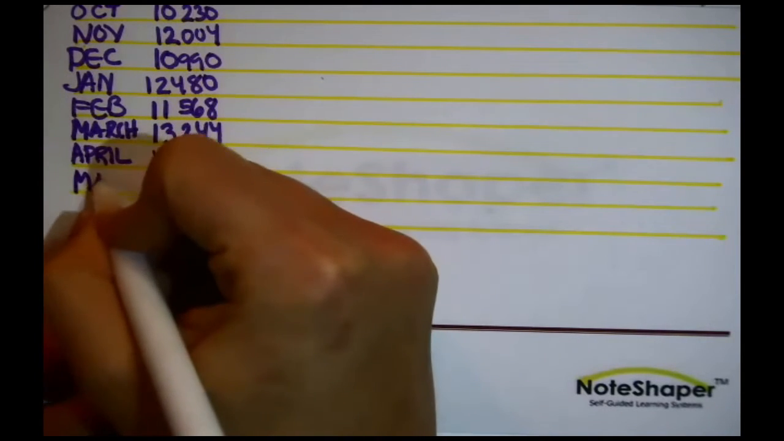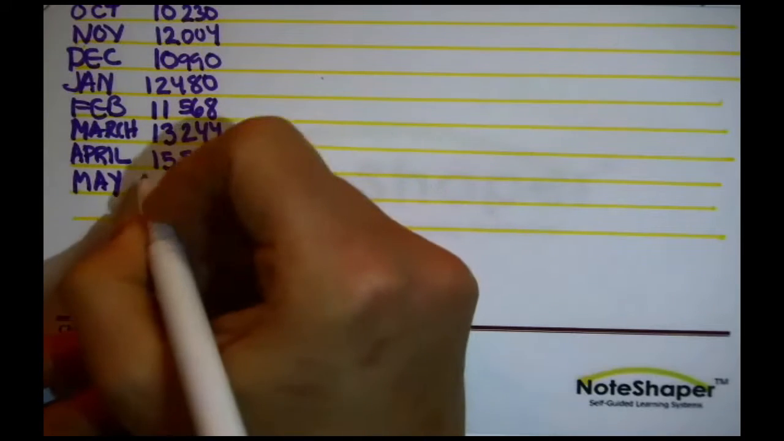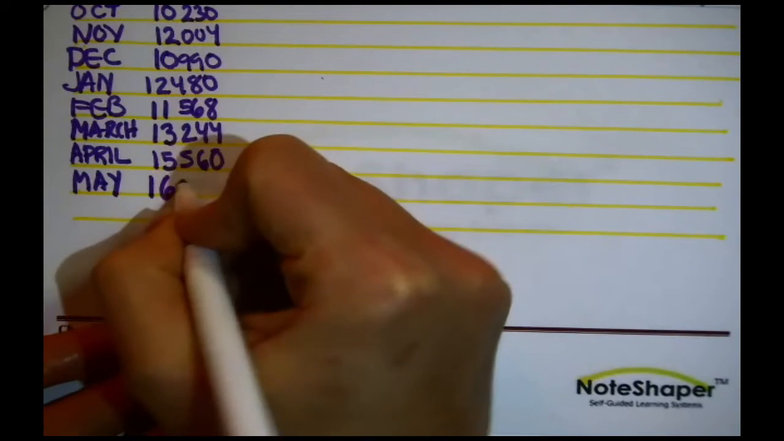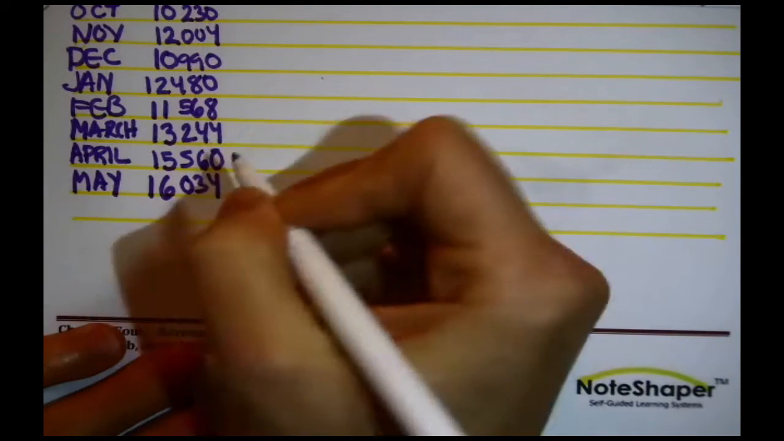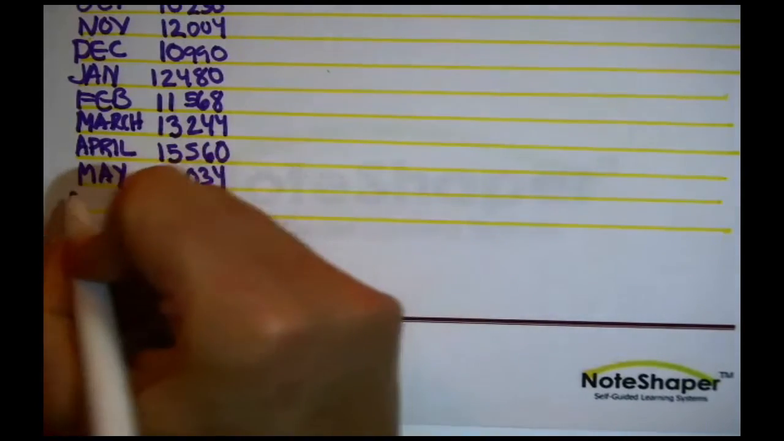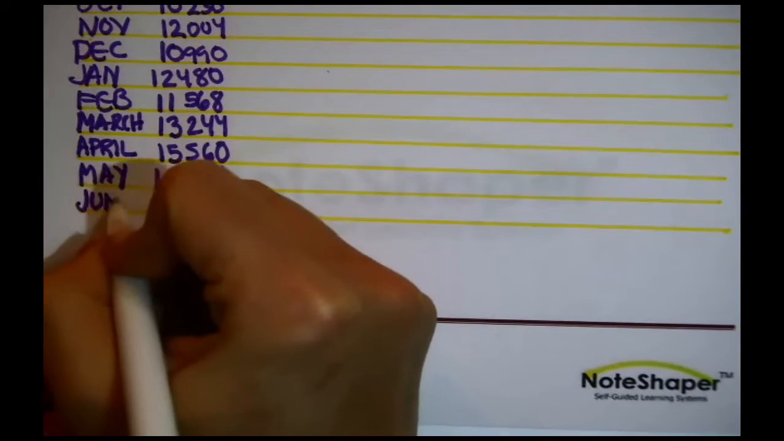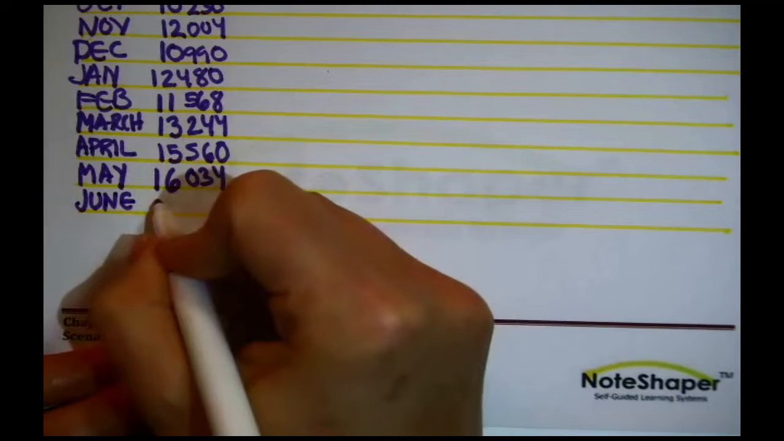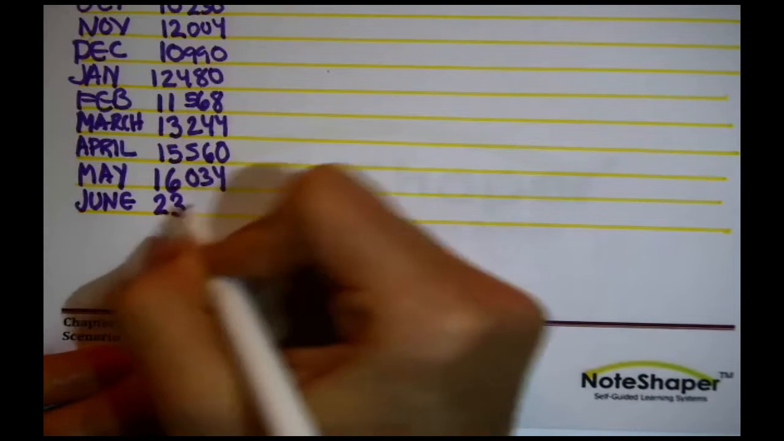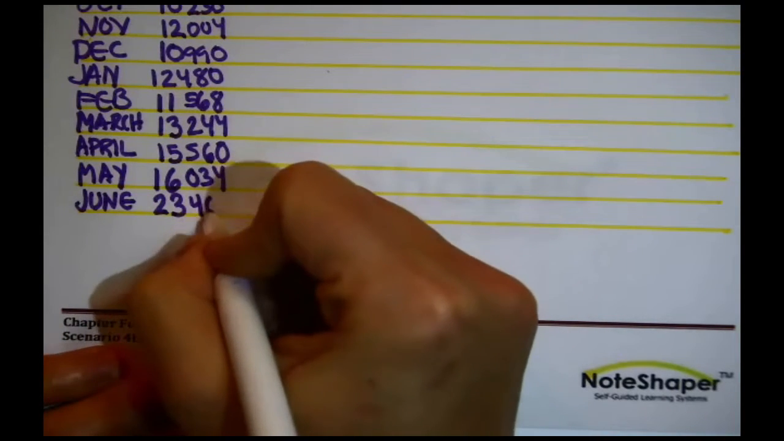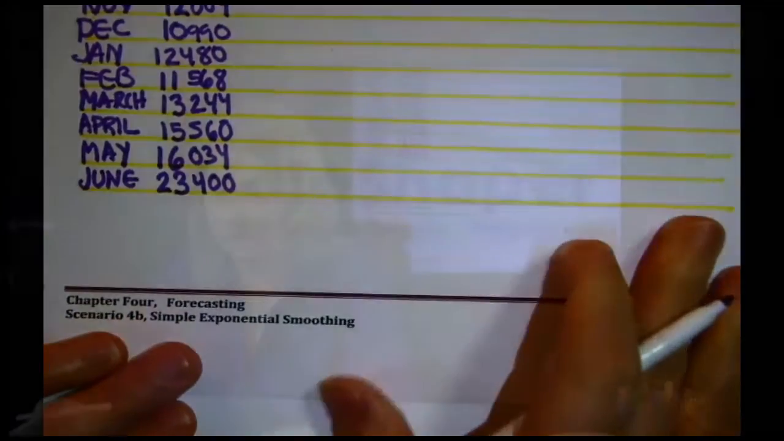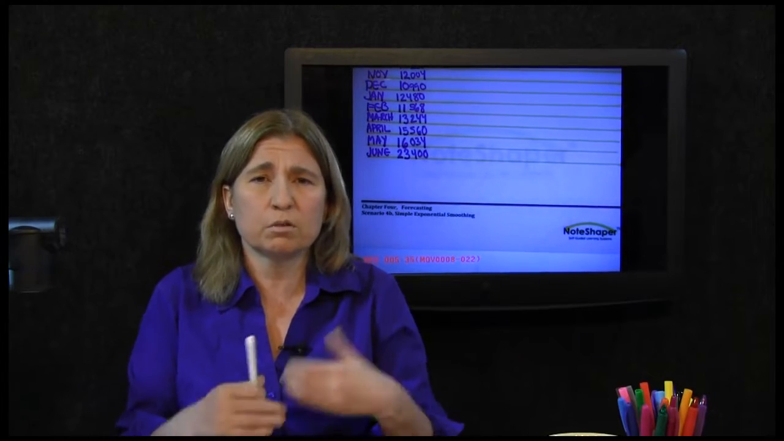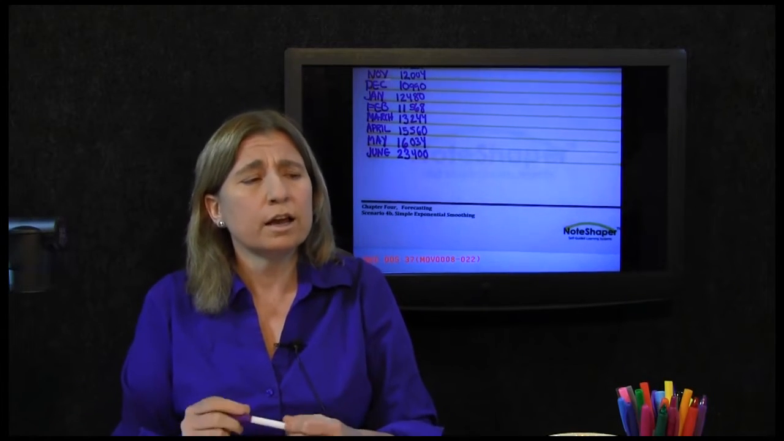Then comes May, nice and short month. 16,034. So medical transportation continues to rise. Then June, and in June the actual was 23,400. So that was a big month for medical transportation, apparently. Now remember, this is just the data that we're working with. It isn't something that we determined.